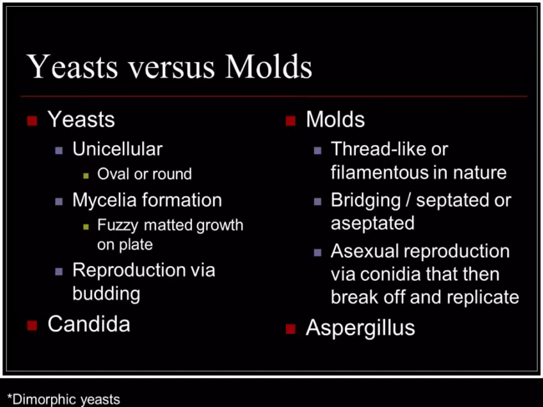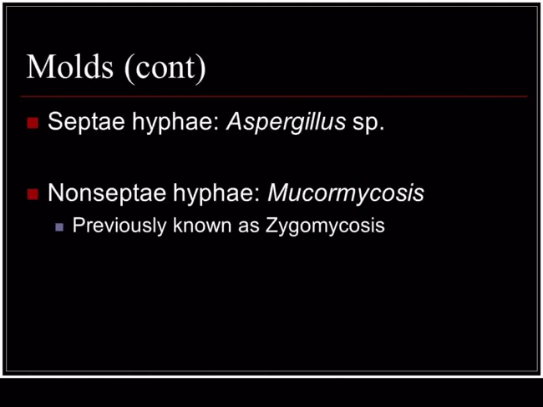Yeast versus molds. Yeast tend to be unicellular, oval or round, with mycelia formation, that fuzzy matted wall, reproduction via budding. Your stereotypical organism being Candida. Molds are more thread-like, filamentous. They have bridging, so septated versus aseptated forms. They have asexual reproduction via conidia that they break off and replicate, and Aspergillus is an example. So stereotypically septated is Aspergillus; non-septated, you have to think about mucormycosis, previously known as zygomycosis.